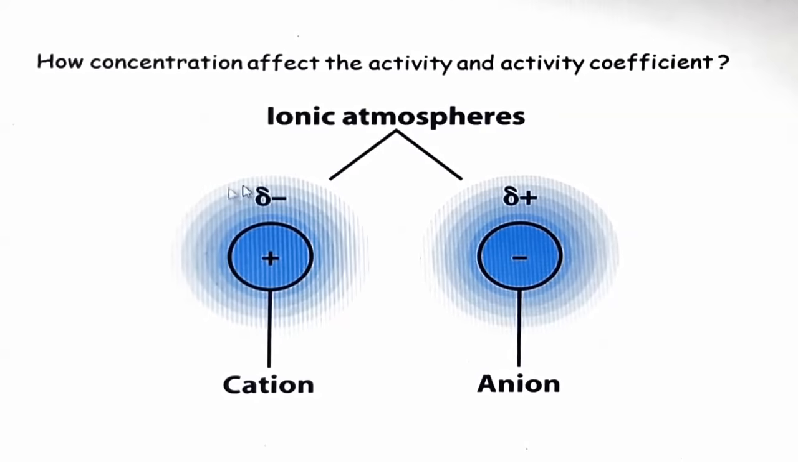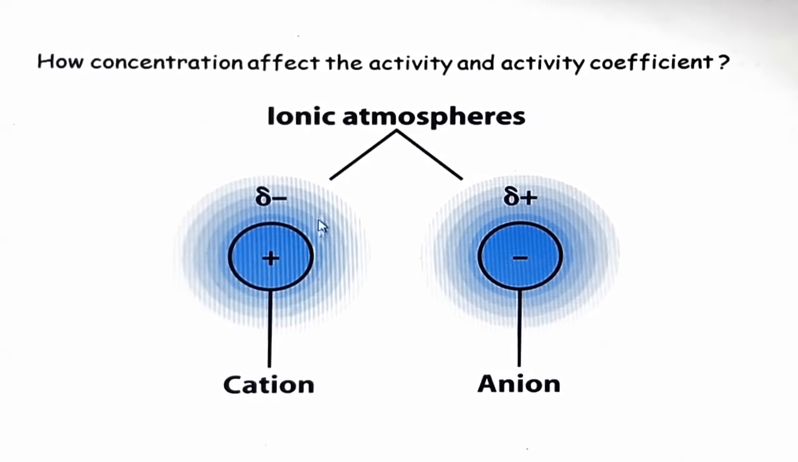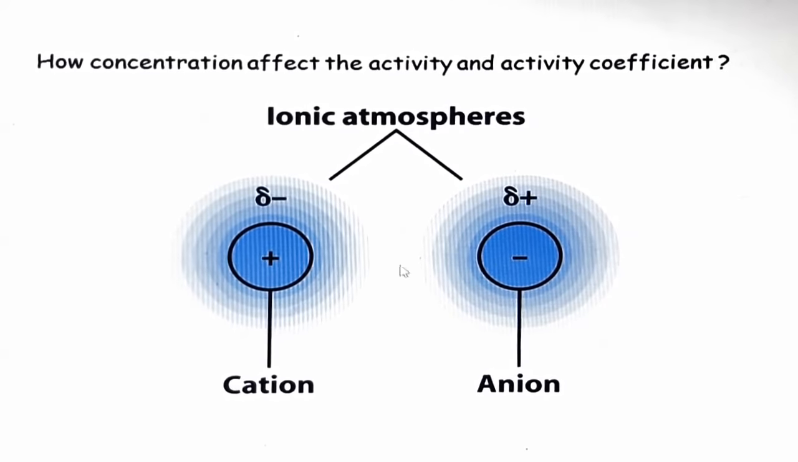But if the solution is dilute, the ionic atmosphere will not be strong. In that condition these ions can move easily. So now I hope you understood how concentration affects the activity and activity coefficient.